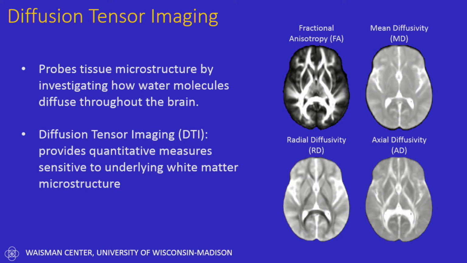And the nice thing about DTI, or diffusion tensor imaging, is that it provides quantitative imaging measures that reflect the underlying microstructure. In particular, fractional anisotropy, or FA, is a ubiquitous measure that is used in many different studies, not just in autism, but in a whole host of different pathologies. That gives us really clear information about the underlying white matter microstructure.